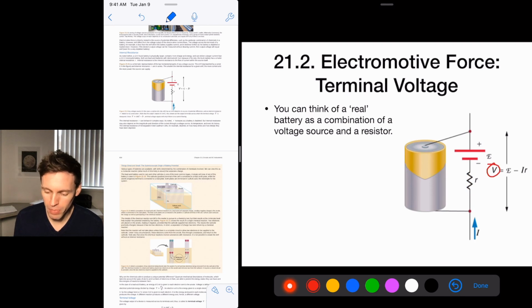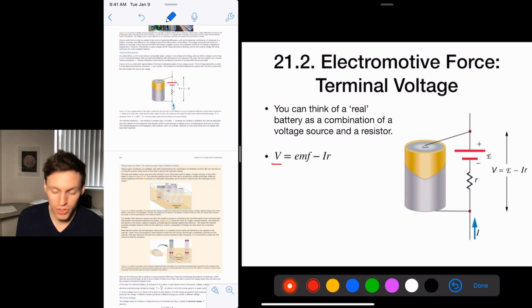And the total potential that you actually measure is the rated EMF minus the internal resistance times the current. So this is V, the rated battery voltage, minus the IR, the voltage drop. V equals IR, so this is the IR drop from this internal little resistor. So the voltage you get out of a battery is the EMF that it's rated minus the IR of its internal resistance.